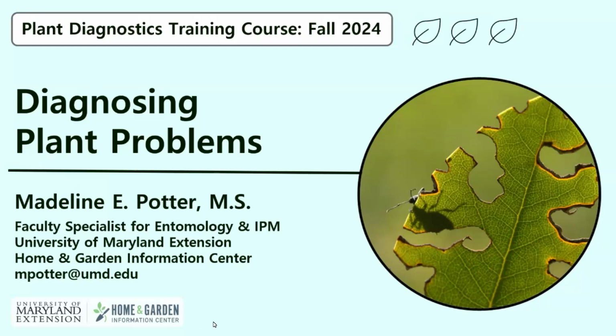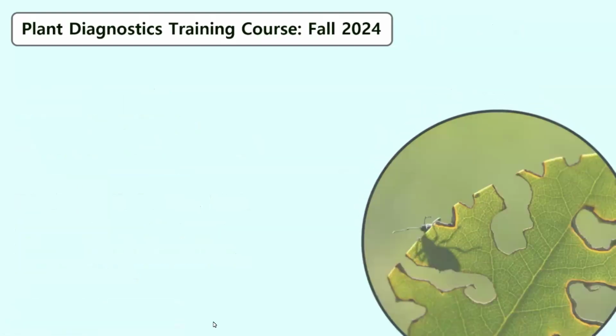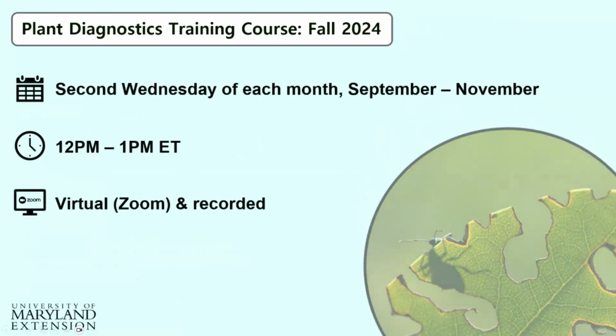So let's go ahead and get started. So a little reminder about this 3-part training course. It is designed for you to attend or watch all 3 classes. So you're doing step 1, you're attending the first one. Each class is the second Wednesday of each month, September through November, from 12 p.m. to 1 p.m. Eastern Time. They're all virtual over Zoom, and they will be recorded.